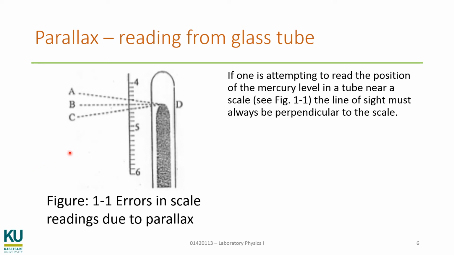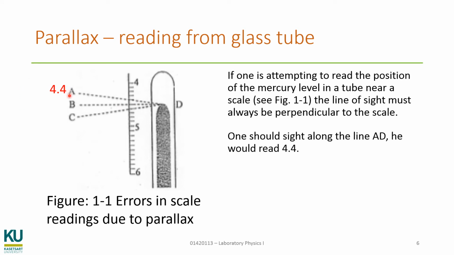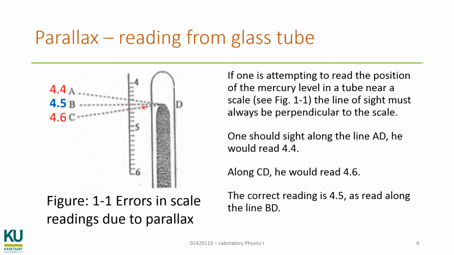Another thing we have to be careful about is when we read the scale from a glass tube, for example, from a thermometer. If one reads the level of the mercury in the tube near the scale as shown in figure 1.1, the line of sight must always be perpendicular, then we can read the correct value. But if we look, for example, along the line A to D, the reading will be 4.4. And when we read from the direction C to D, we will read 4.6. But the correct value should be when we read perpendicular, that is 4.5. So we also have to be careful when we read the scale.